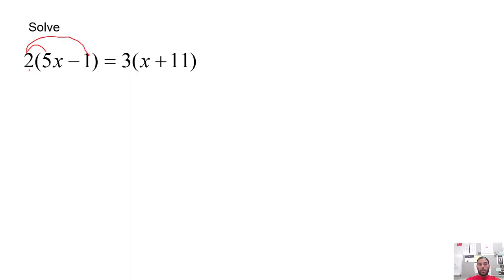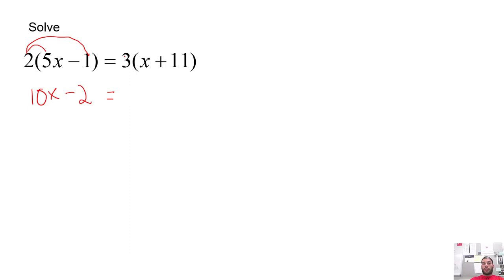Okay, let's be careful here. 2 times 5x is equal to 10x. And then 2 times negative 1 is going to be equal to minus 2. Please be careful with that minus, okay? That minus carries down. 2 times negative 1 is minus 2.